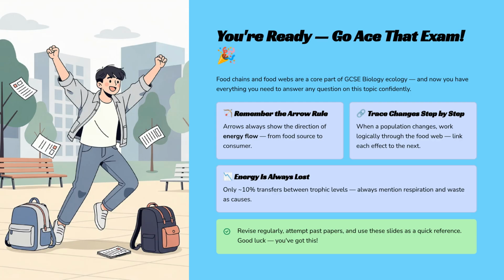You're all set for your exam. Remember the arrow rule. Trace population changes step by step and keep energy loss in mind. Good luck, you've got this.